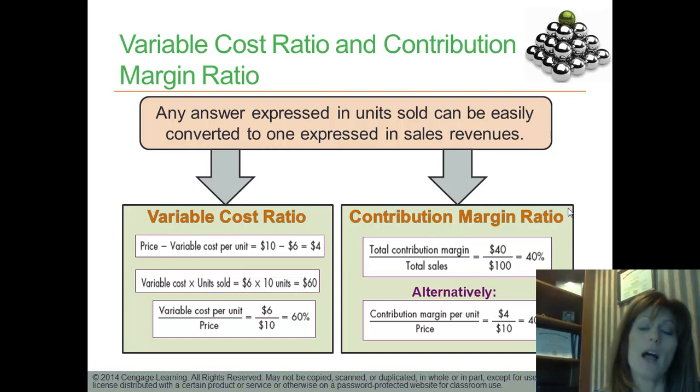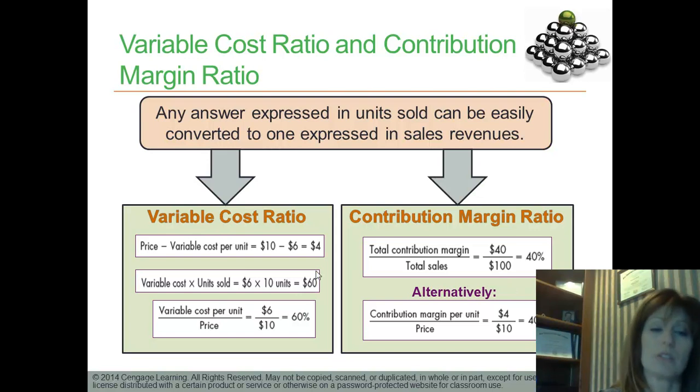How we do that is by converting our contribution margin into a ratio. That's pretty straightforward. You'll see here I take my contribution margin divided by my sales per unit, or my price, and I get 40%. So here's $4 divided by $10, 40%, or 40 divided by 100 is 40%. Same exact thing, right?